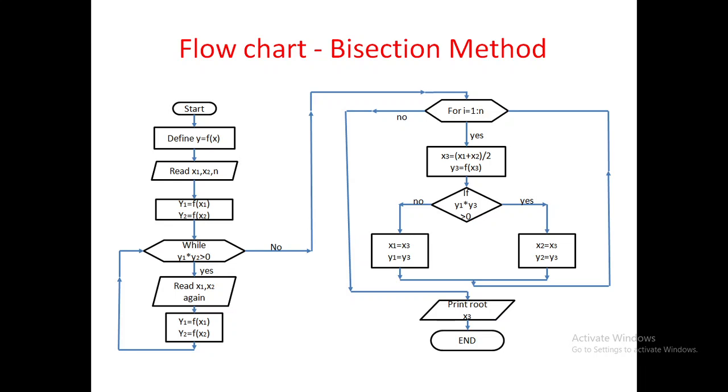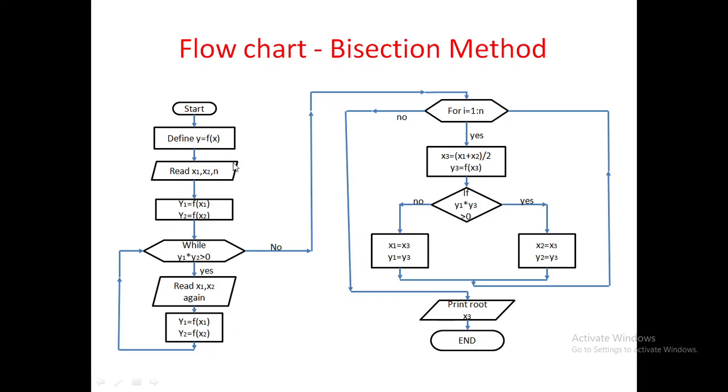First, we want to define the given function. You know the first chart symbol we are using. Then define y is equal to f of x, means define the given function in this format, y is equal to f of x. Once you have defined it, then you have to read the values, means take the input data. Like we have seen in the first step, we assume x1 and x2 if they are not given, up to the n value.